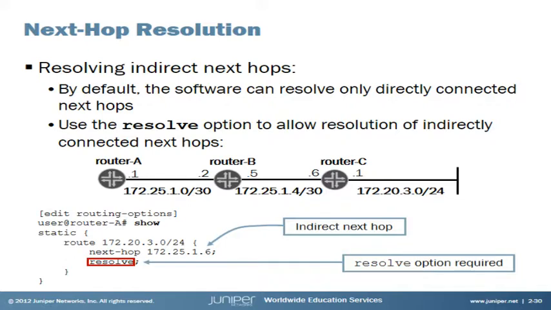So I want to put a route to that network there. We'll put it as a static route. Generally speaking, my next hop is going to be 172.25.1.2, which is the IP address of the next router down the link, the router that I'm directly connected to. If I'm not going to use that as the next hop, but I'm going to use the next router down, router C, as my next hop, you then need to include the resolve command under that.